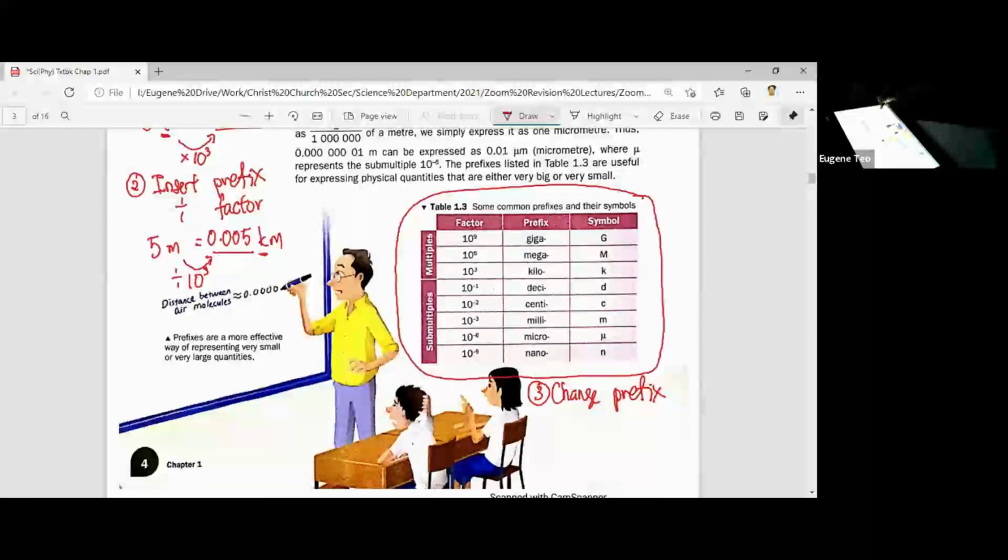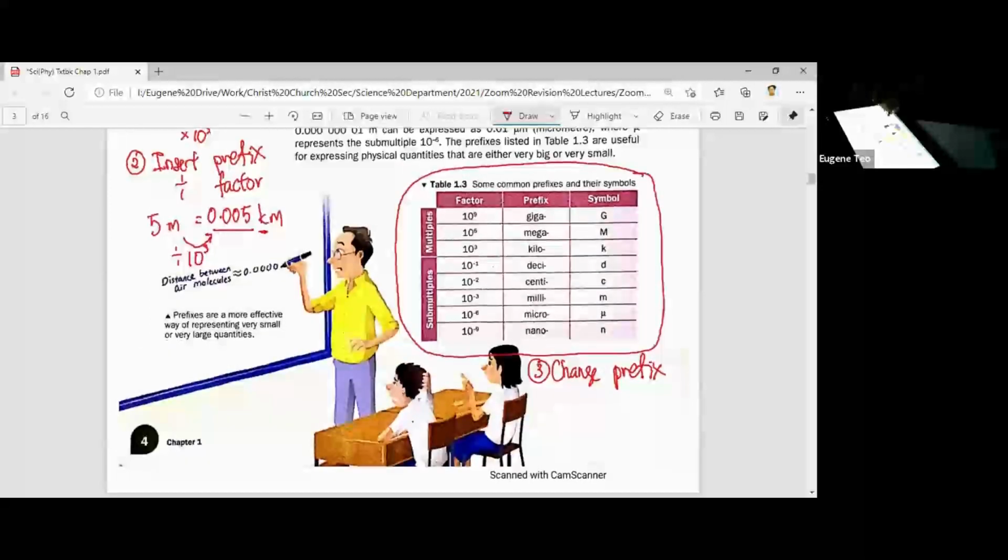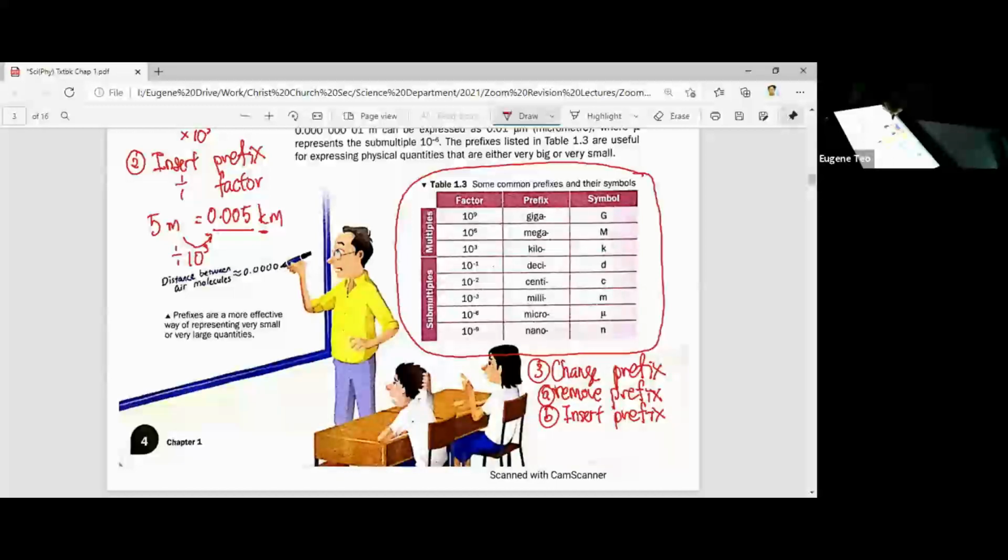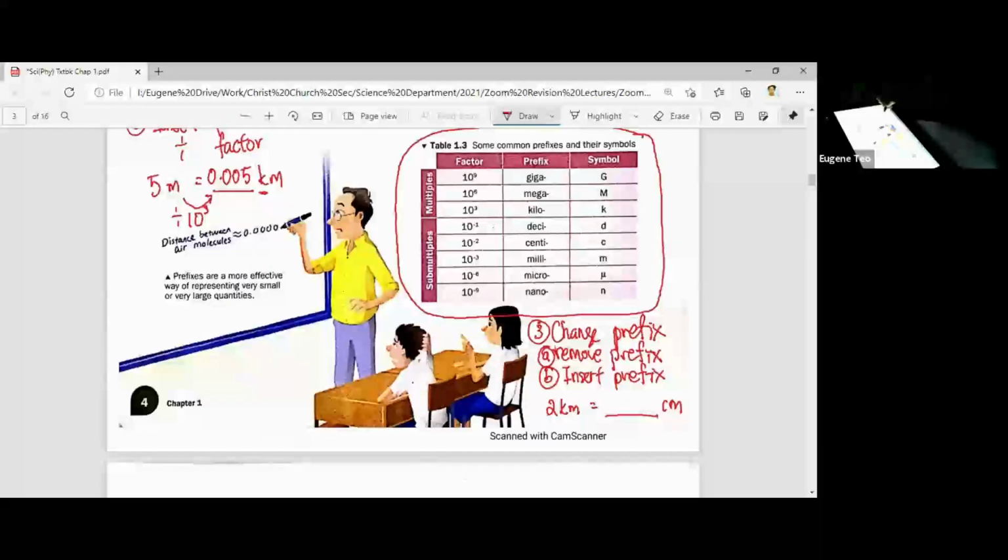So how do we change the prefix? Quite simple, actually. It's a two-step process. To change a prefix, you first remove the original one, then you insert the new one. So it's actually a build-up of what we have picked up earlier. One example, let's use a simpler one. Let's use kilometer again: 2 kilometers, I want to convert it to centimeters.